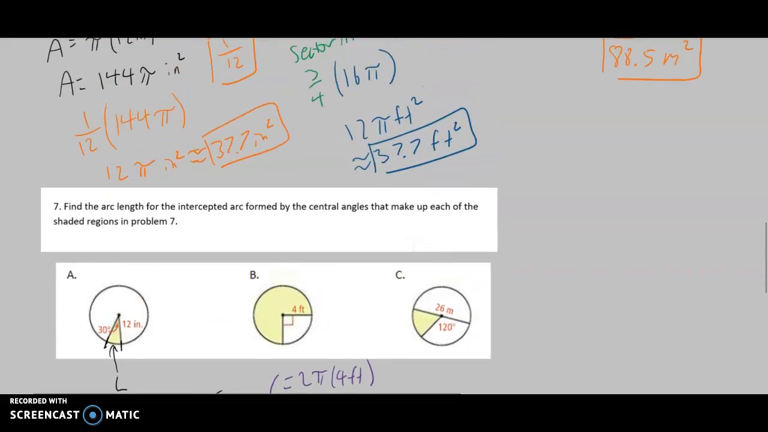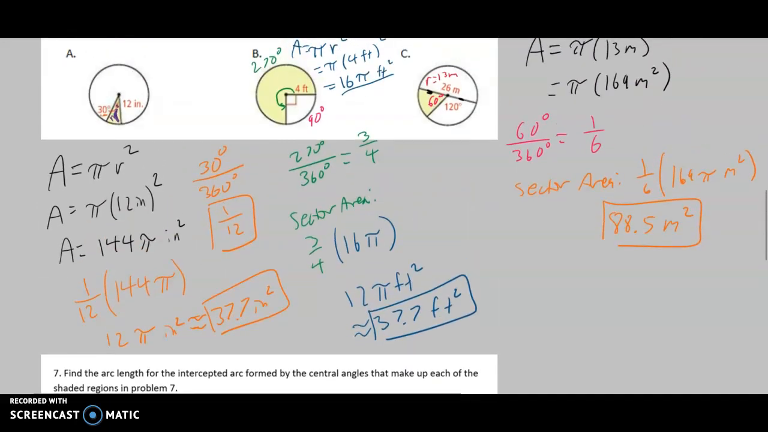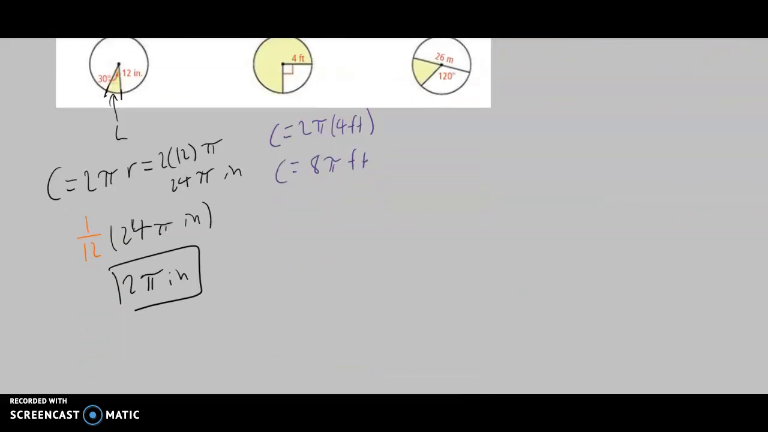And then I'm going to go back up here just like we did before. We said that this shaded area right here was 3/4 of the entire circle. It was 270 over 360. So 3/4 of the entire circle is what we're looking at. So 3/4 times the circumference of the whole thing, so times 8 pi, will give us the distance from this point right here to this point down here.